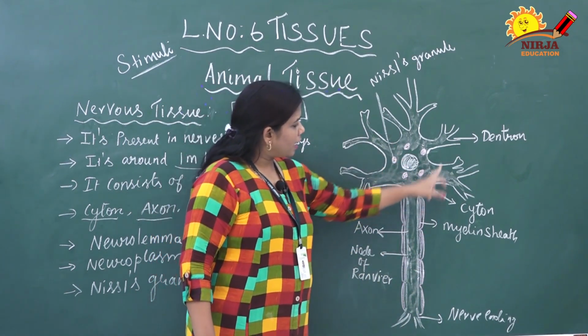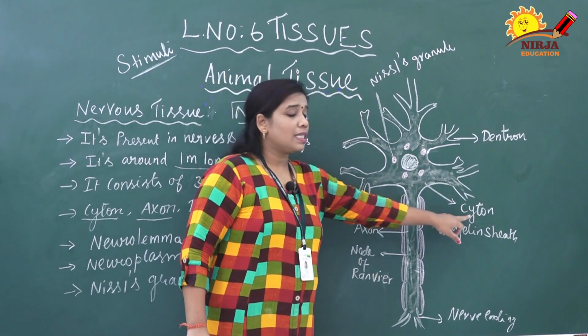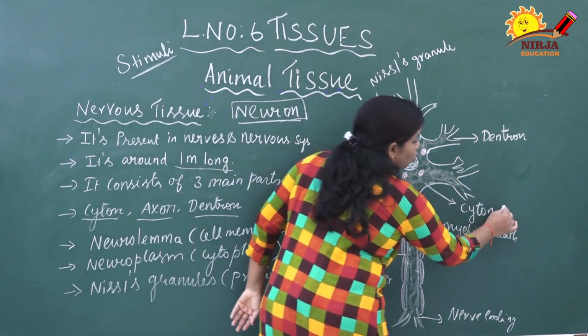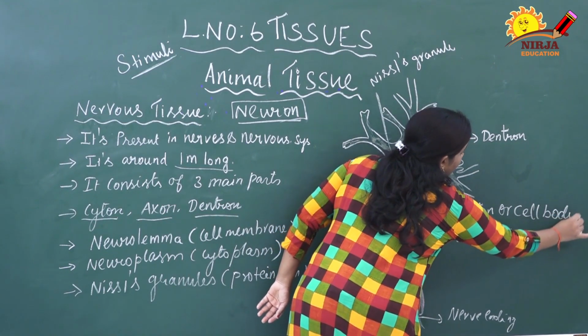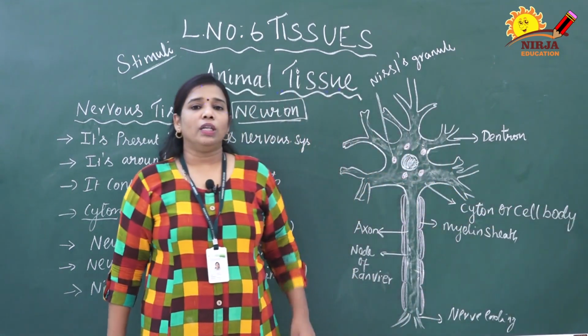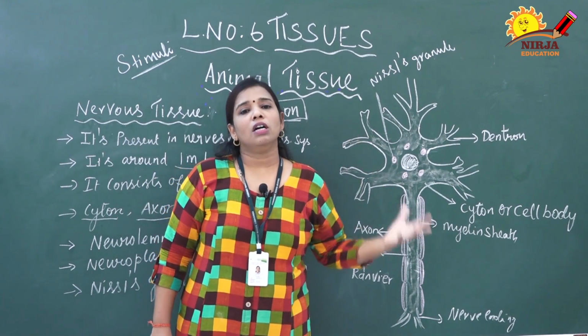You see, this is the head region. The head region is called cyton. The cyton is also called the cell body. What is the other name of cyton? Cyton is also called the cell body. This is the head of the nerve cell.